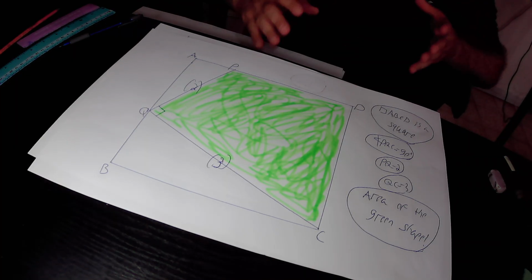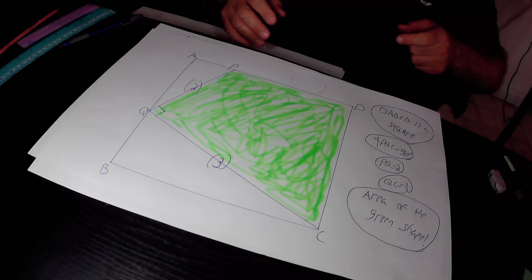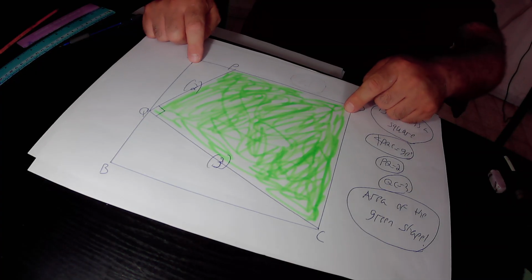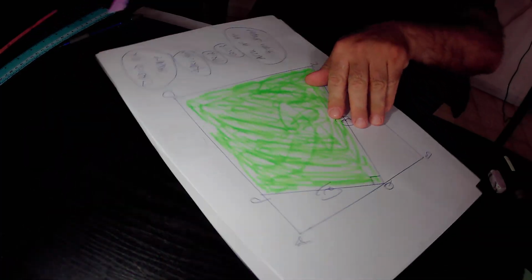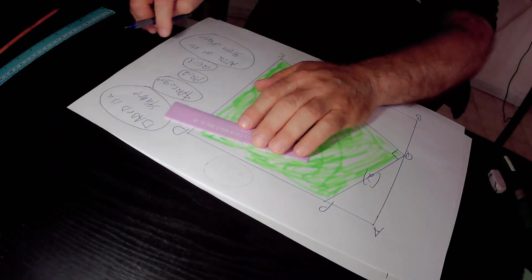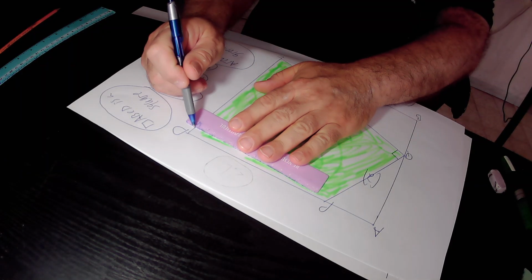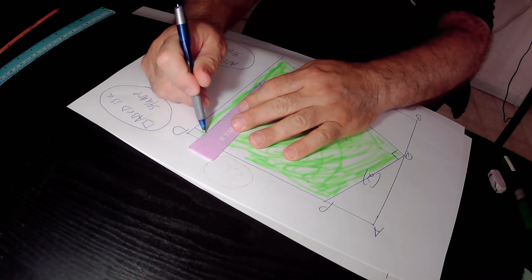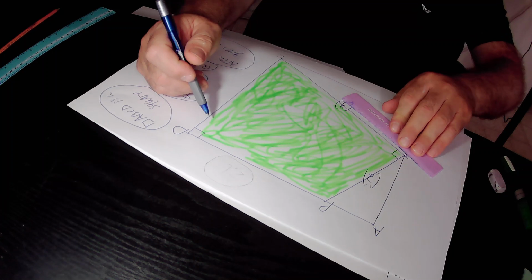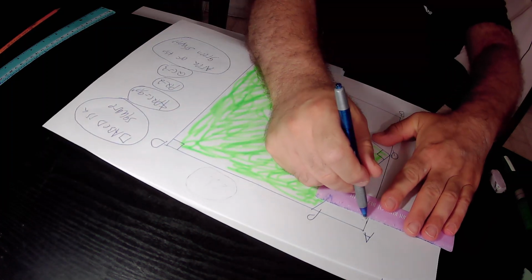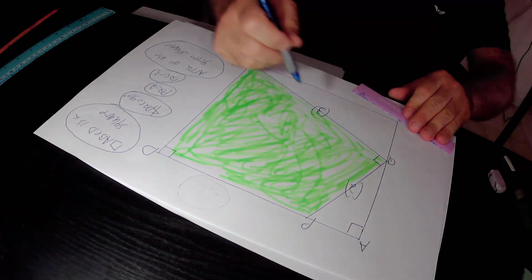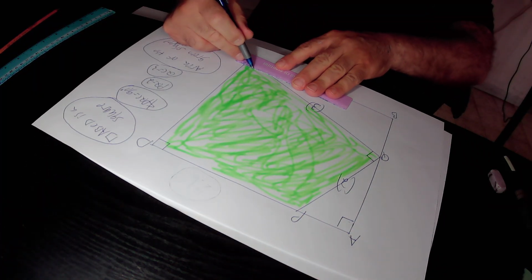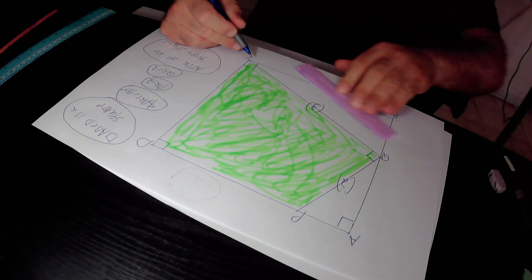So first of all, we know that all the angles inside a square are right angles. So those four angles are all right angles. So what we know, this is a right angle. This is also a right angle. This is a right angle. And this is also a right angle.